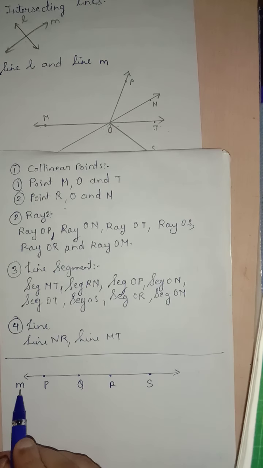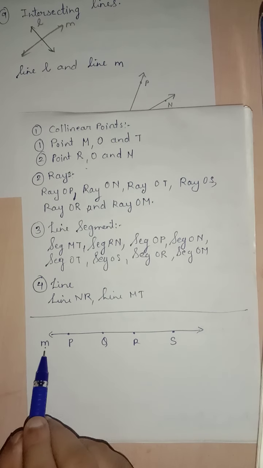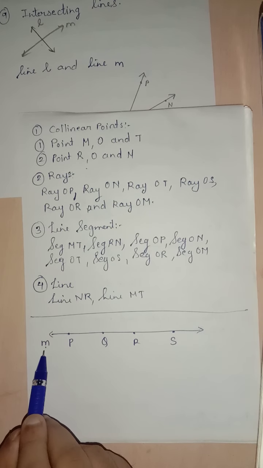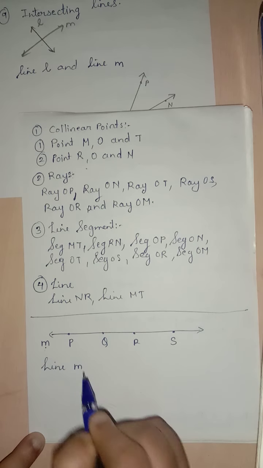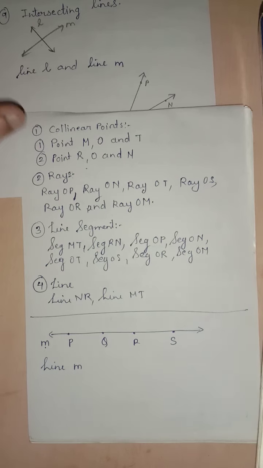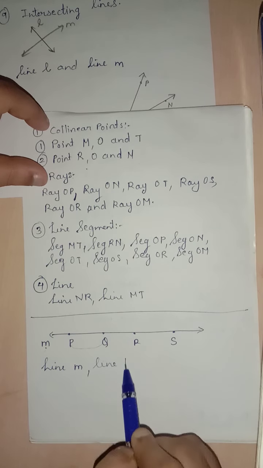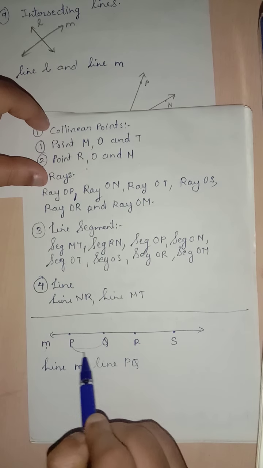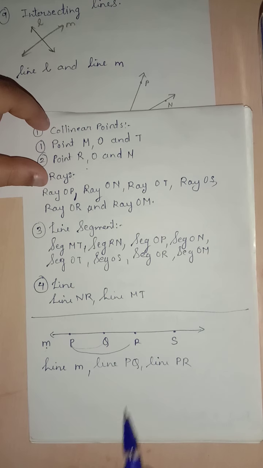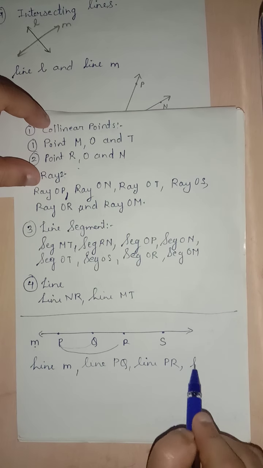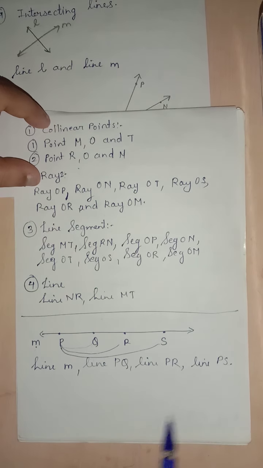Okay. So, the different names of this line are: first we'll name it with the small letter. Is it a small letter? So it will be alone. That will be line M. Now, we'll take 2 capital letters and name the line. First, we'll take PQ. So we'll write line PQ. Next, PR. Line PR. Okay. Then line PS. Okay.